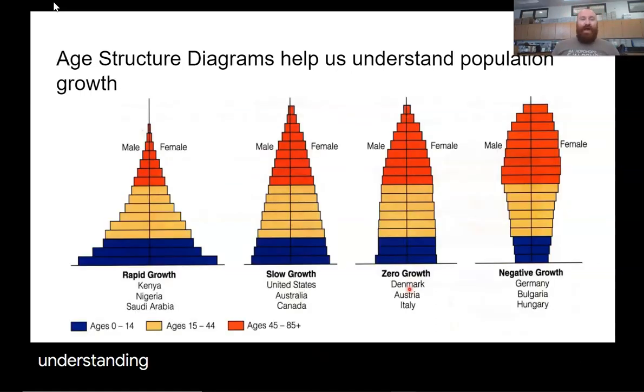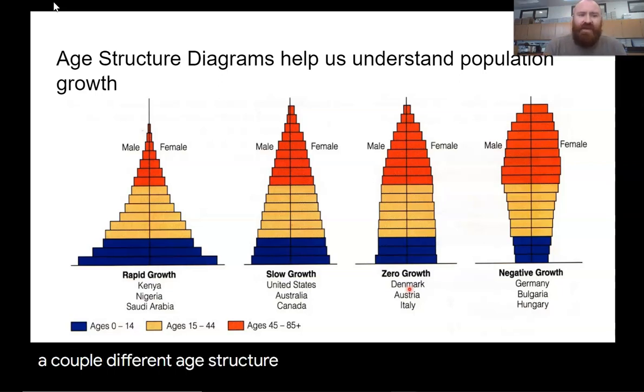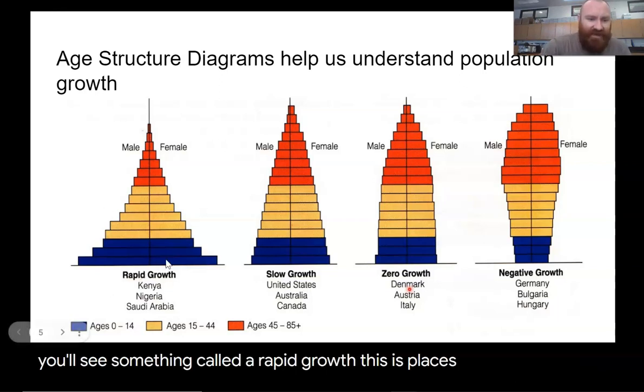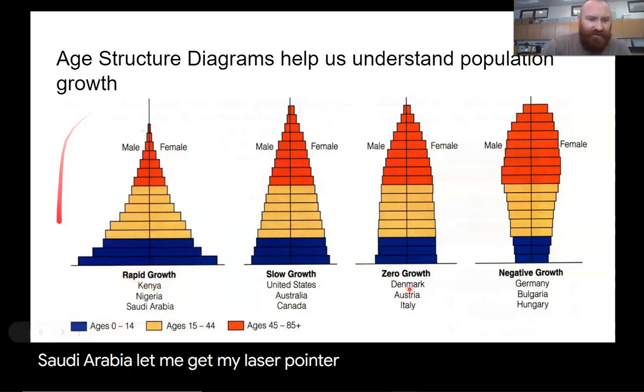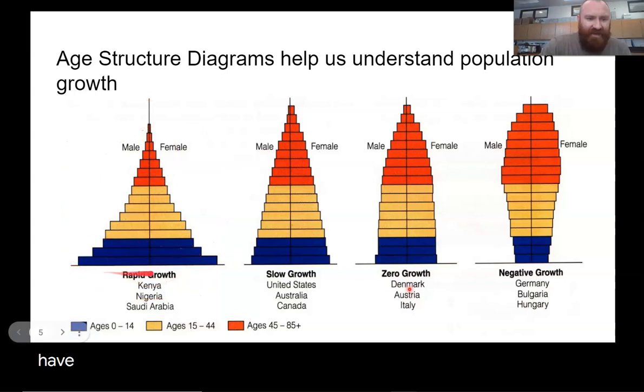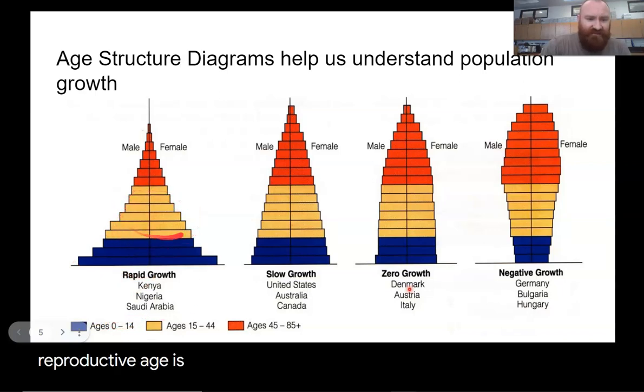Understanding populations helps us understand population growth. Here are a couple different age structure diagrams. If you're looking on the left, you'll see something called rapid growth. This is places like Kenya, Nigeria, Saudi Arabia. Let me get my laser pointer here. These are places that have a lot of children being born, as you can see, 0 through 14. Then reproductive age is 15 through 44, and old age is 45 through 85. You're going to see that this large base is going to contribute to a rapid population growth.